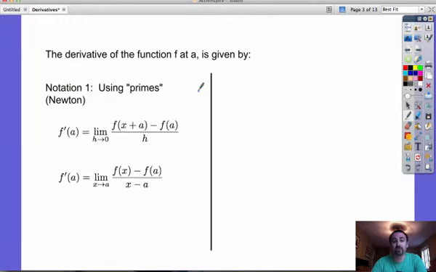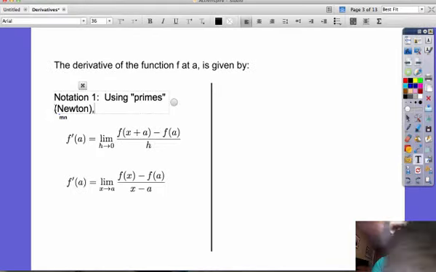So a couple things. We have a couple different notations. Notation number 1 is what I call using the primes notation, which was developed by, oh, there goes my cat, which was developed by Isaac Newton. I don't know how he got that m in on there. I don't even know how. There we go. Boom.